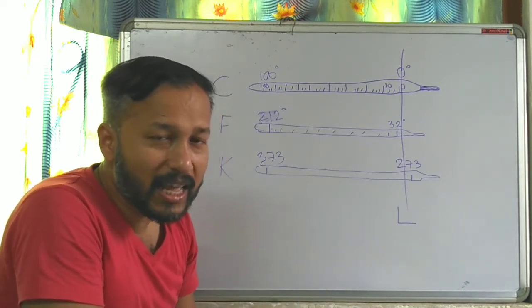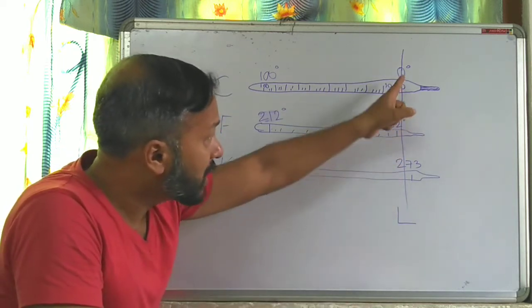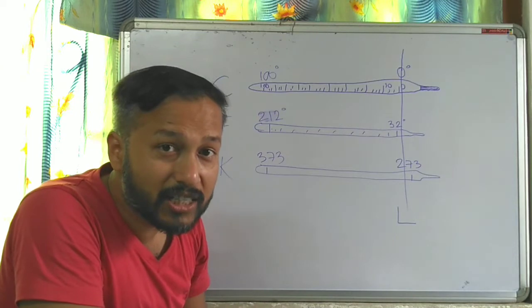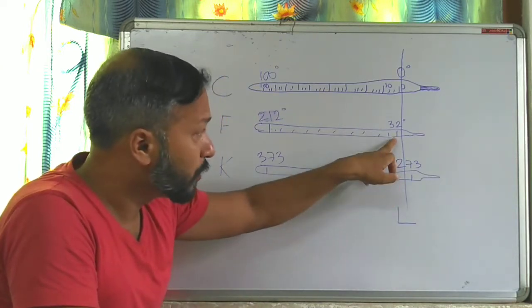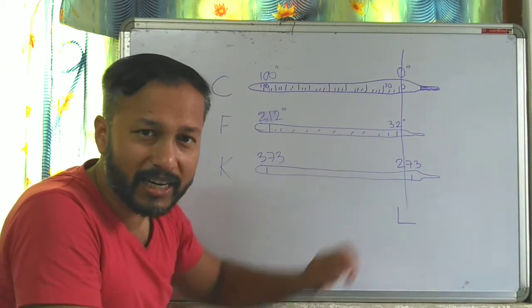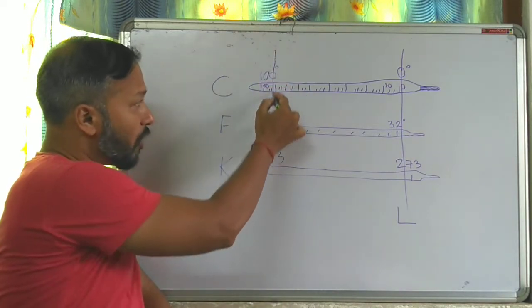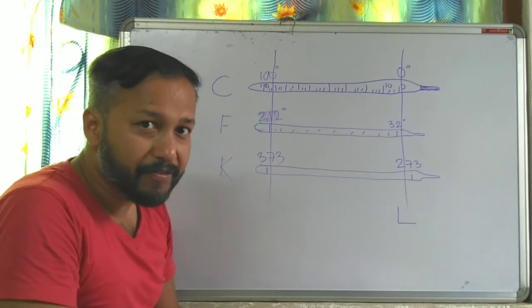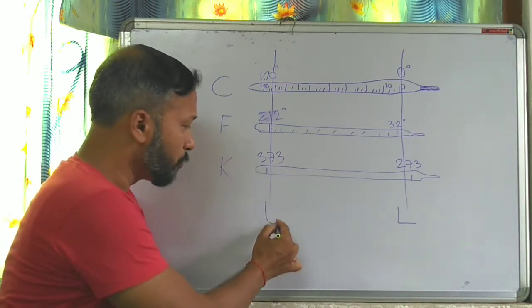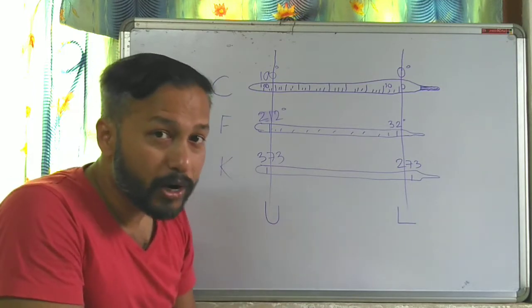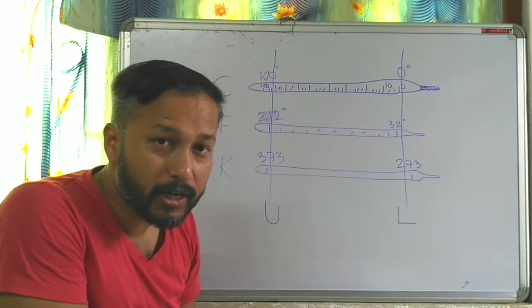That means ice starts melting at 0 degree Celsius, or you can say that ice starts melting at 32 degree Fahrenheit or 273 Kelvin. Correct? Now, this is called the upper fixed point of a thermometer. Okay? Lower fixed point, upper fixed point. Now, what is the definition of upper fixed point?